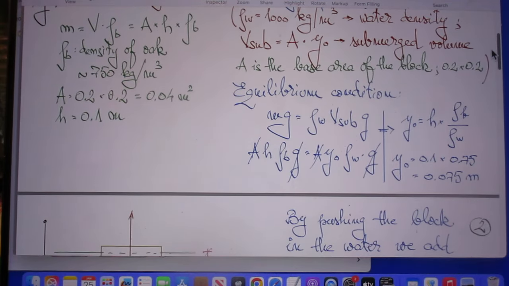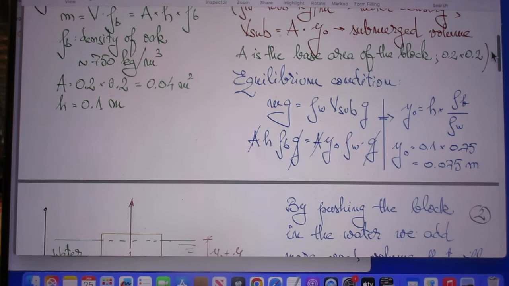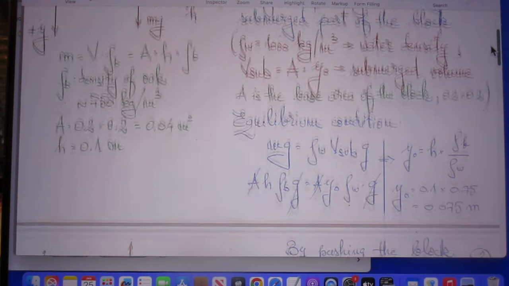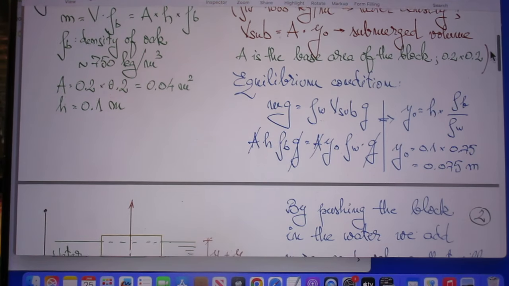And he finds now that in equilibrium position, he has to look up the density of the wood. In equilibrium position, the value y0 is about 7.5 centimeters.